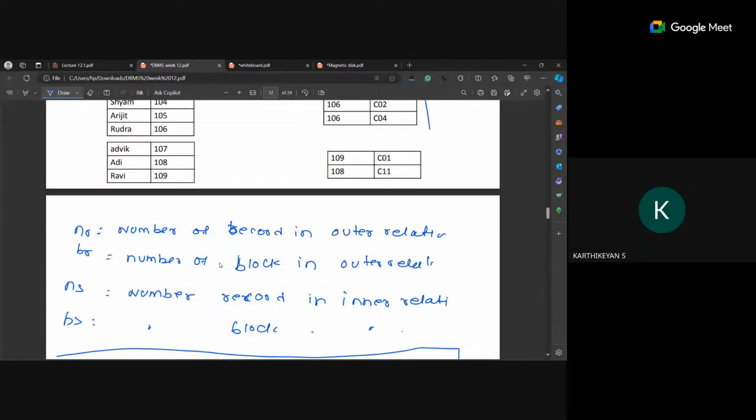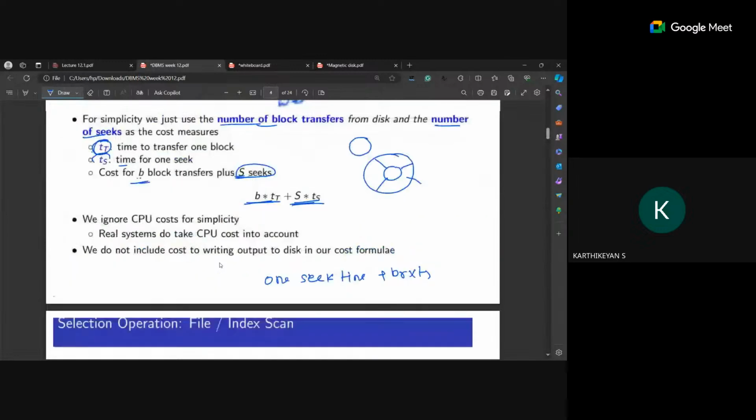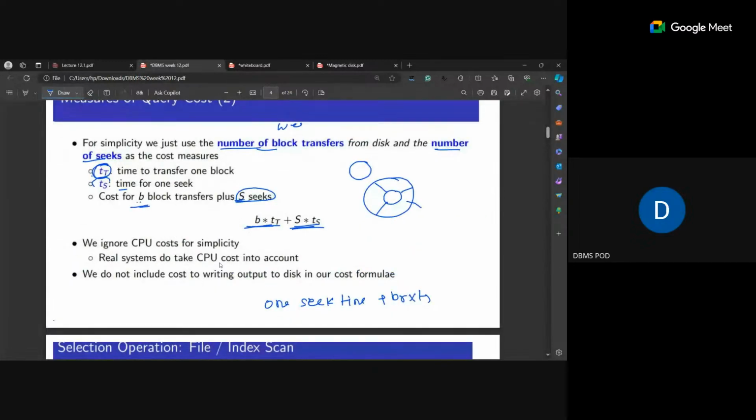When you go to the first, I think first or second page, first or second slide. Yeah, this one.